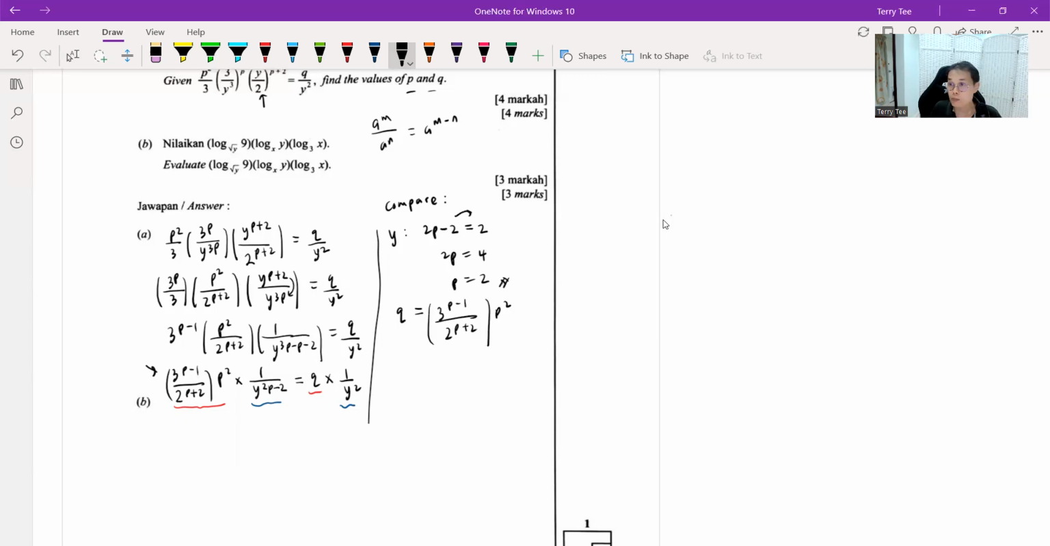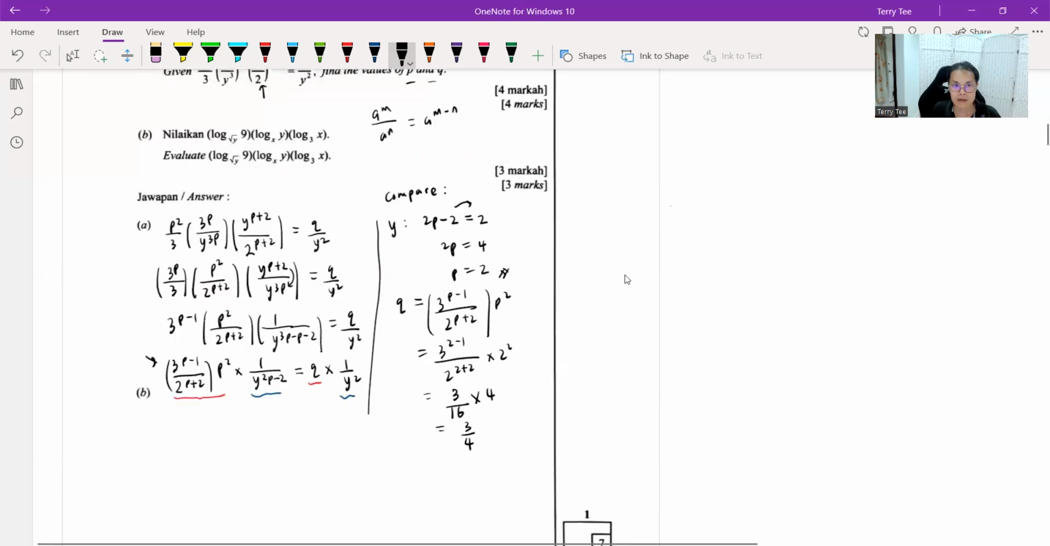Now that I know P is 2, I think we can substitute P with 2 straight away. So this will be 3 power 2 minus 1, 2 power 2 plus 2, and there's a 2 squared. So you get a 9, 3 power 1, which is 3. Yep. 2 power 2 plus 2 is 2 power 4. 2 power 4 is 16. As you multiply by 4, answer 3 over 4.